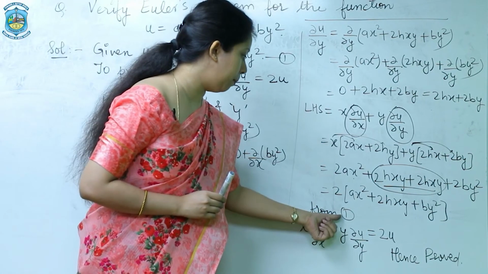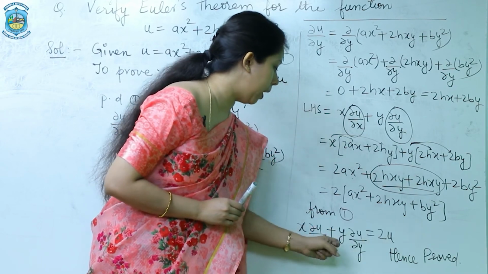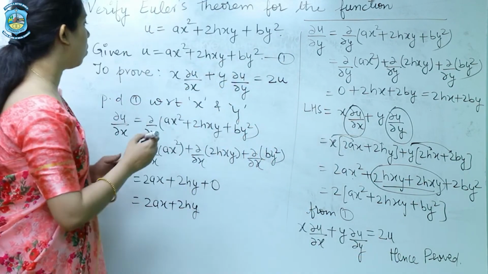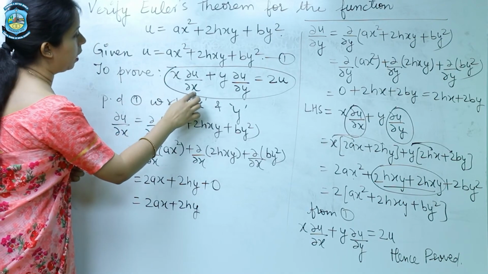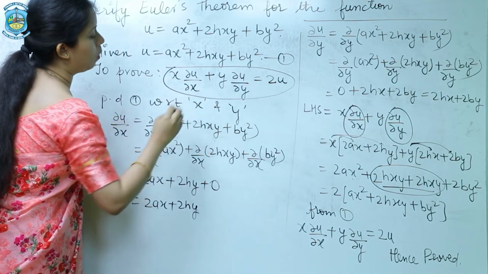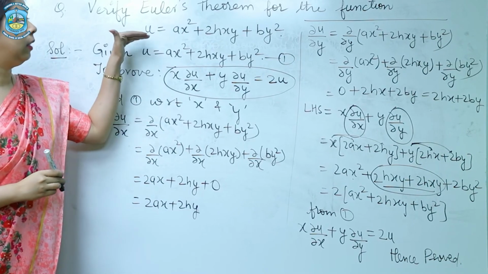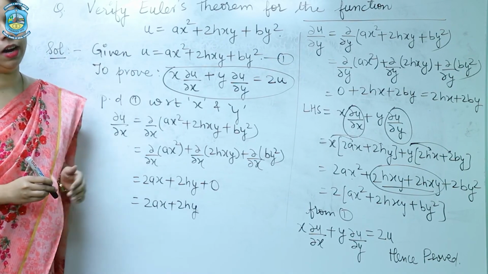So from equation number 1, we can replace this whole bracket by u, and that was all we wish to verify. That was x del u upon del x plus y del u upon del y is equal to 2u. So, therefore, this function is verified for Euler's theorem.